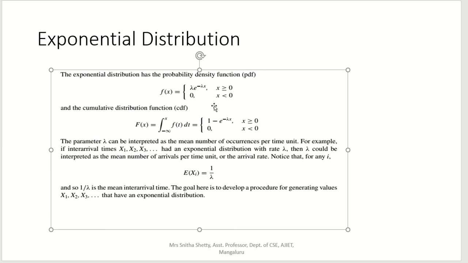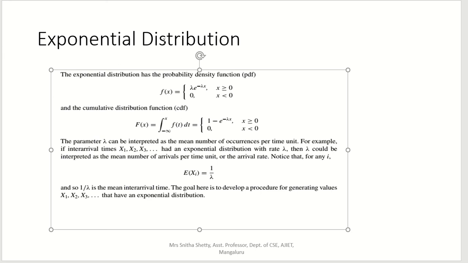If x is less than 0, then it is 0. That is the probability density function of the exponential distribution. Okay, so why do we need this? In the next concept we are going to generate the random variate using exponential distribution. To generate the random variate, you should know what the PDF and the CDF of each distribution are.